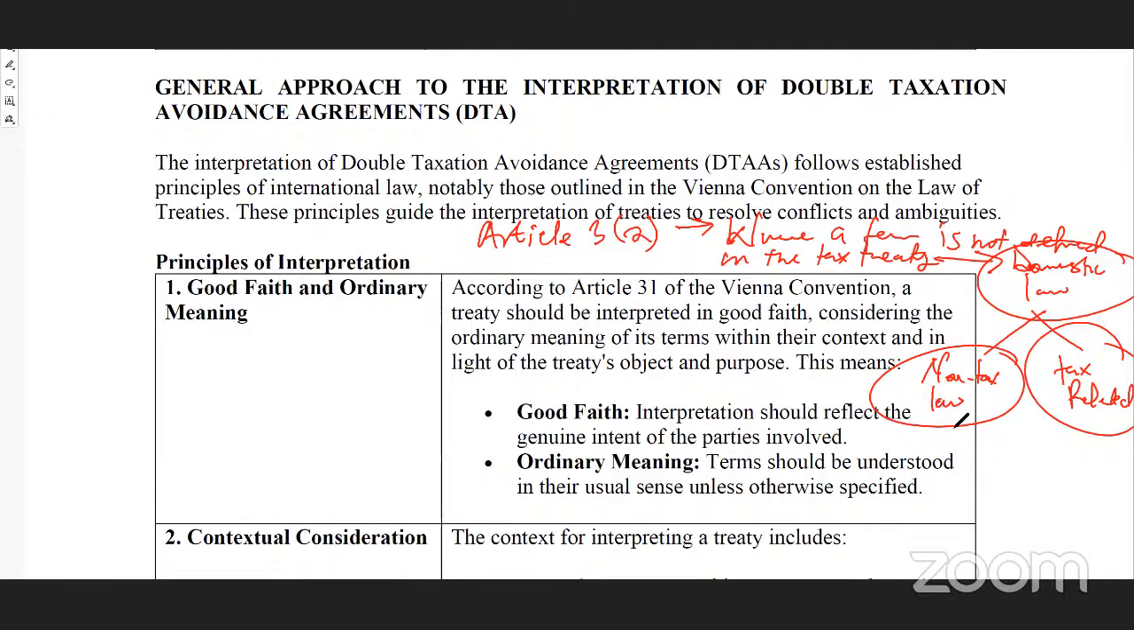So assuming we are dealing with royalties. Royalties are defined under the Copyright Act, right? And royalties are also defined under the Minerals and Mining Act. Which one will take precedence? The Minerals and Mining Act, which is related to tax. That is what we are saying, right? So this is another side of interpretation, okay?